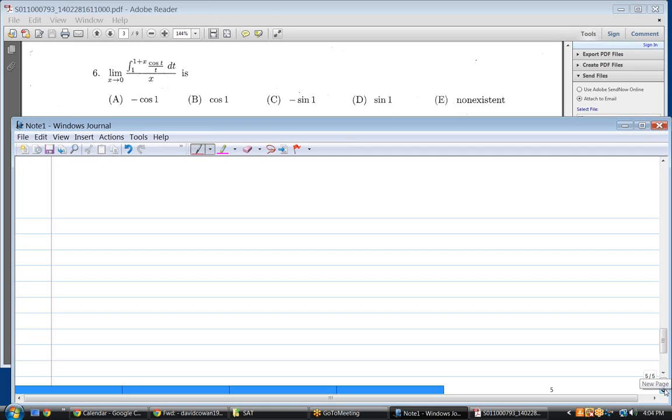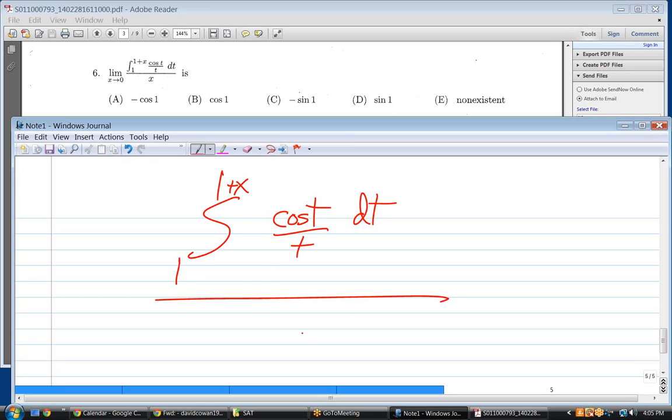What is the limit of this? Well, let's start with the numerator. We can't have t and x in there, though. Notice that the whole thing is divided by x. X is not part of the integral. Okay.